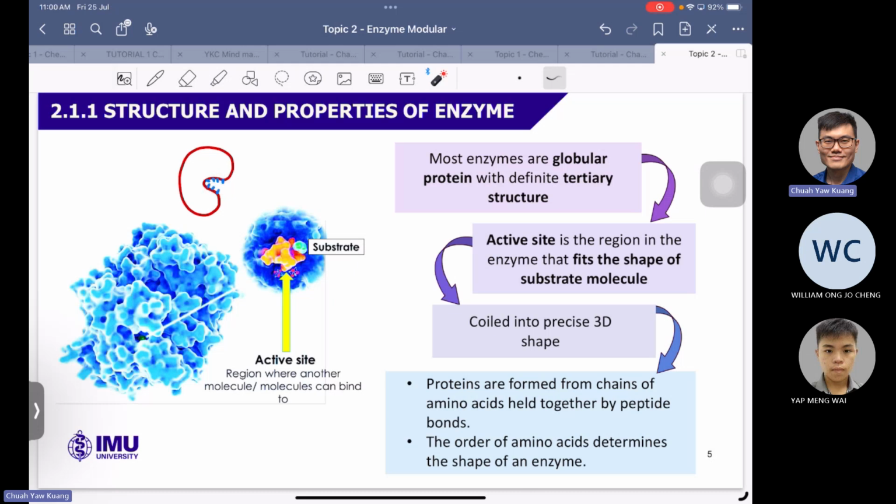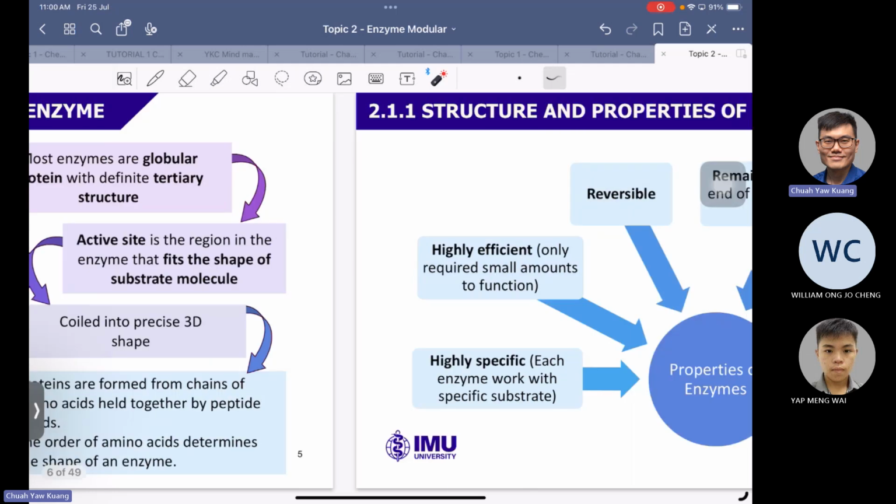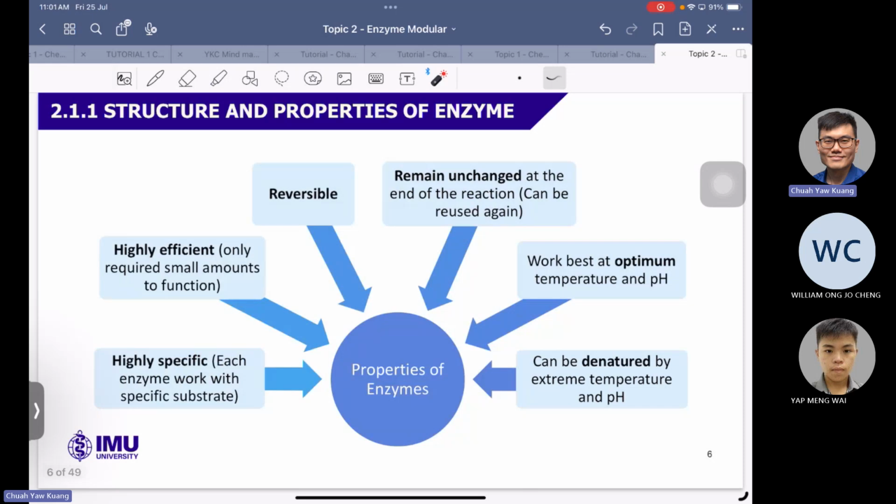So that's why, if you change some shape here, change the shape there, or you change the sequence here, then the protein, the enzyme, will lose its function. That is why it becomes denaturation. So enzyme is even more sensitive on that. So these are more properties.